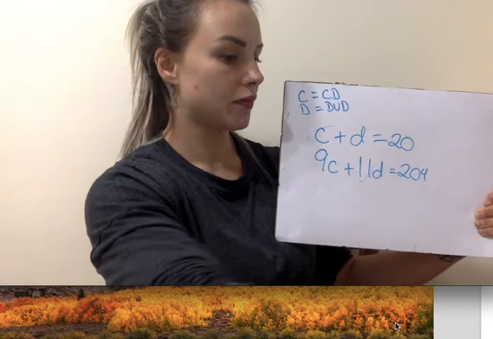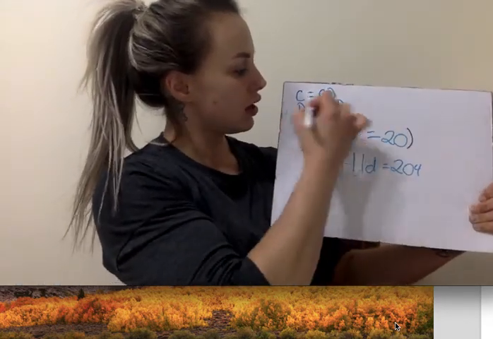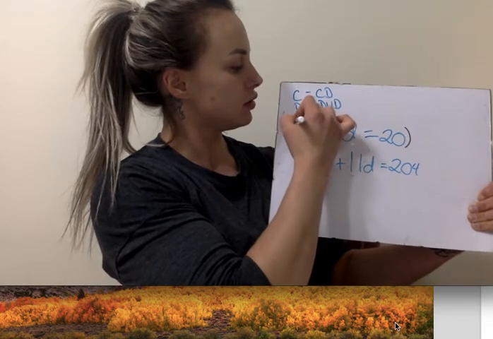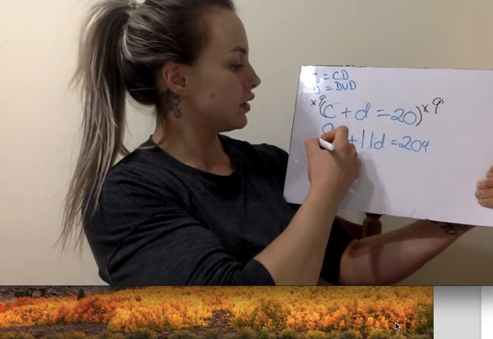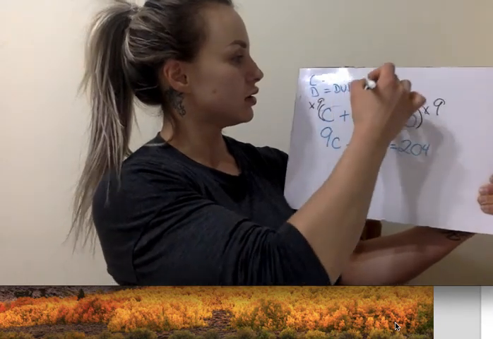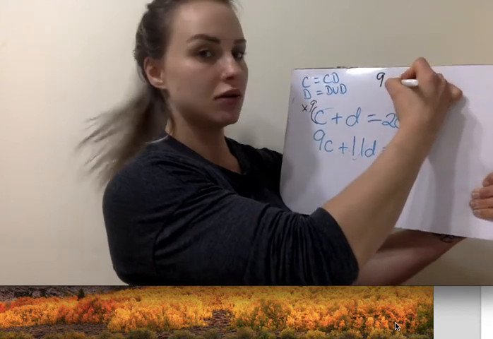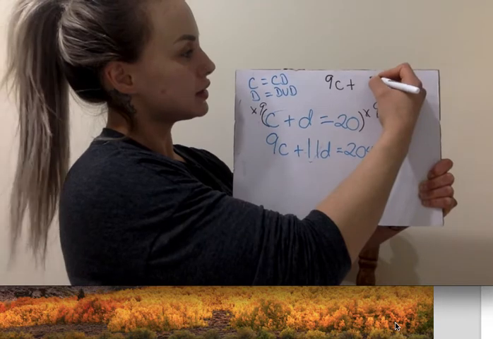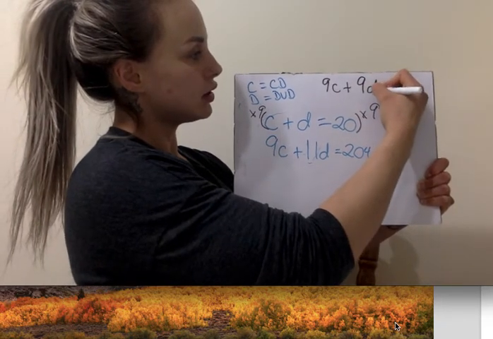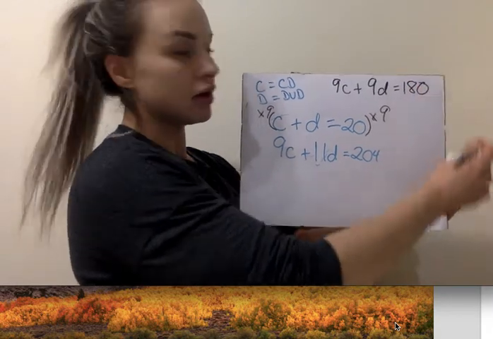So let's do that. Times by 9, times by 9. And this gives us, I'm just going to do it up here, 9C plus 9D equals 180.